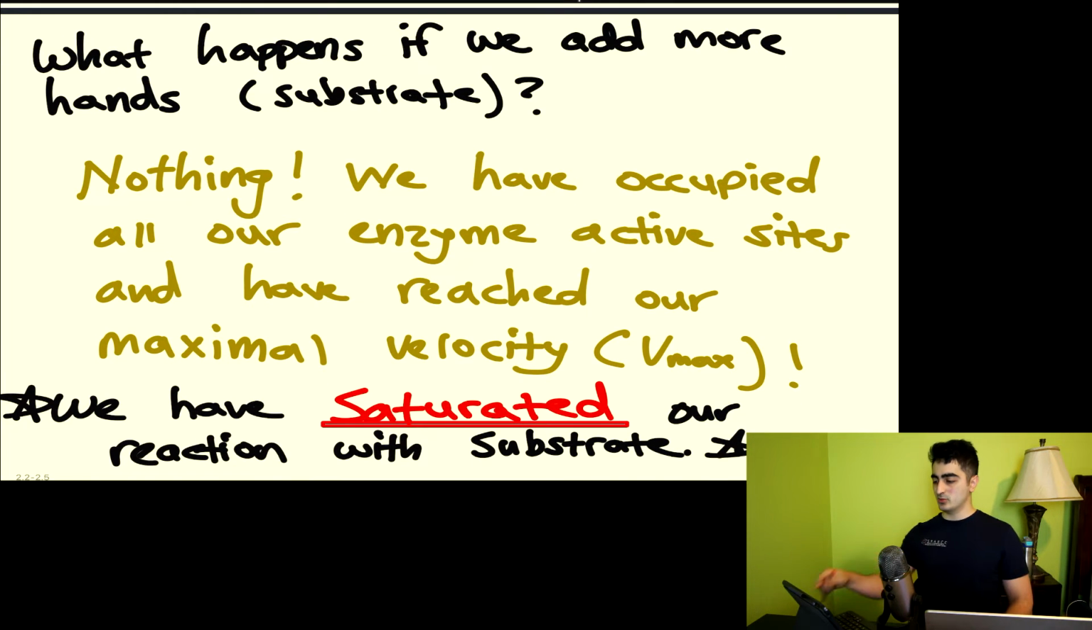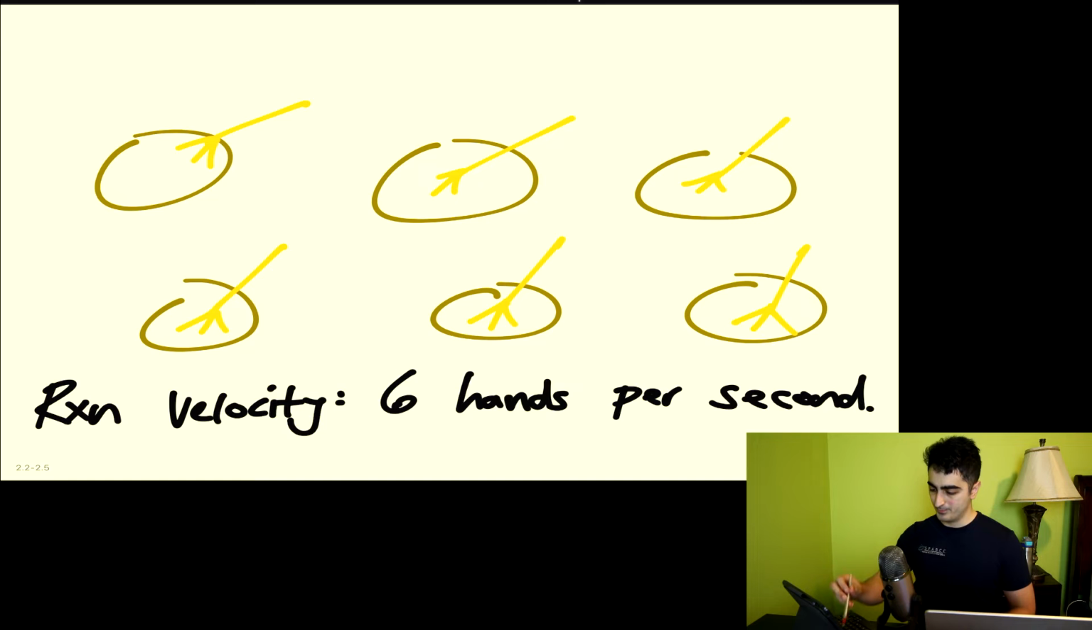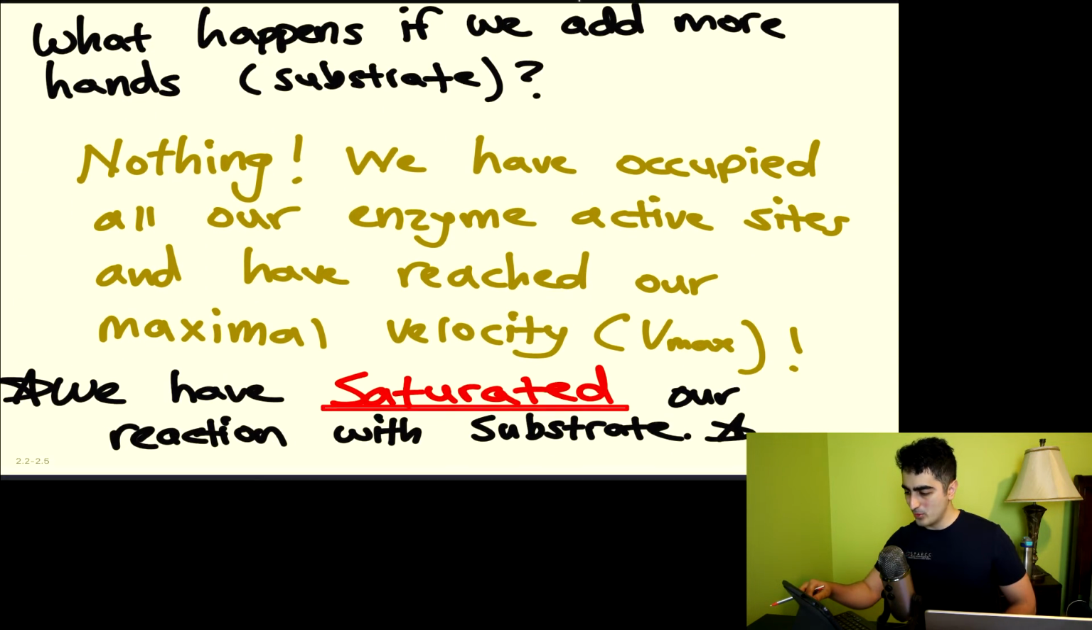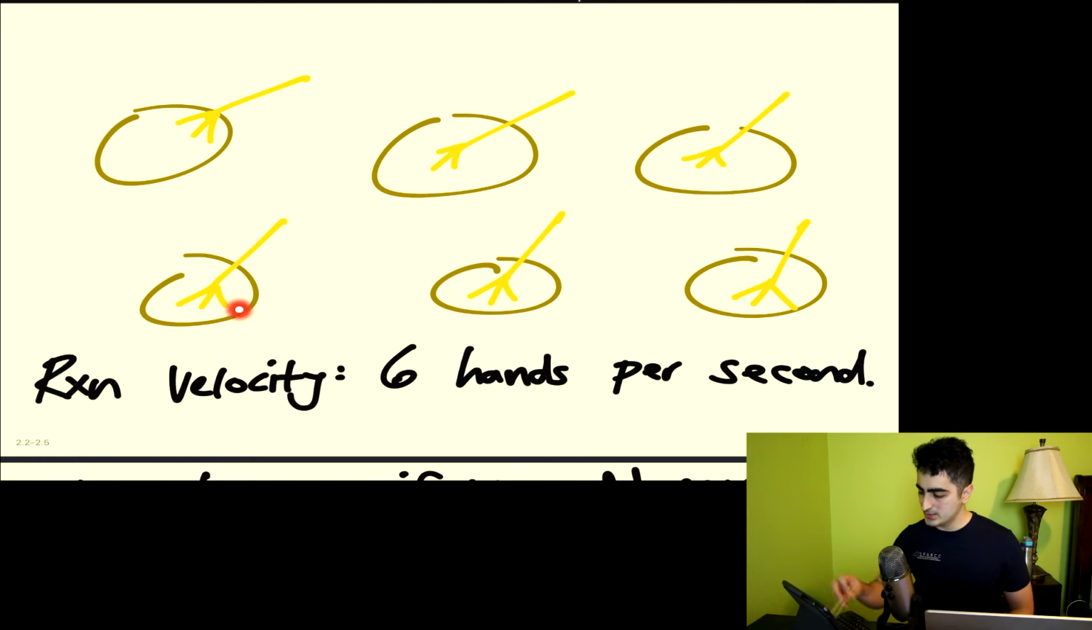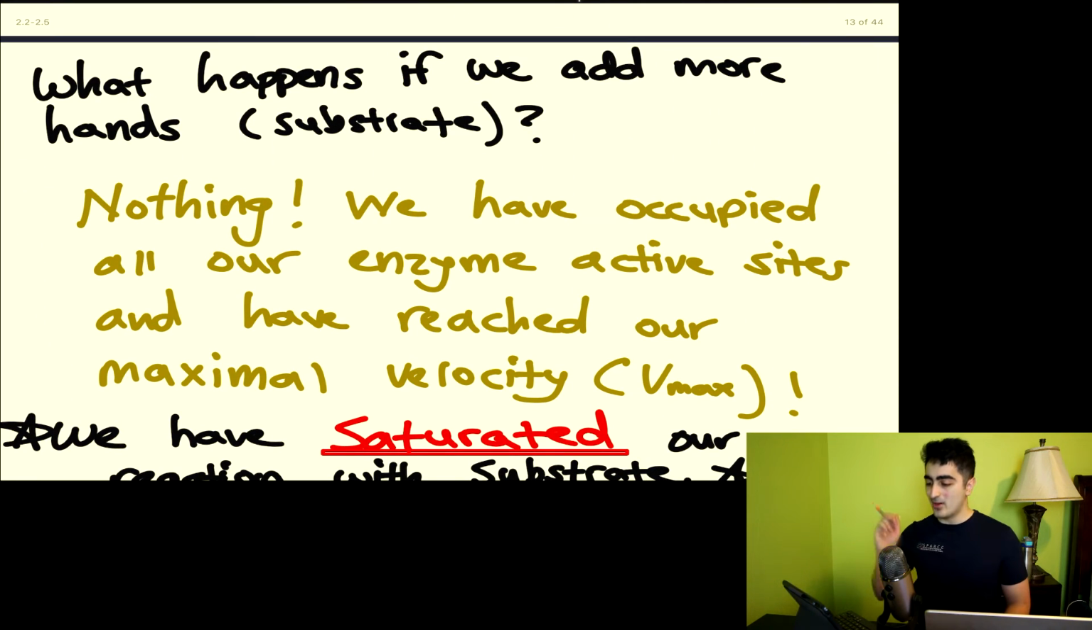But what happens? So we said that we reached maximal velocity up here, right? Maximum reaction velocity for our enzymatic reactions. What happens if we add more hands? What happens if we add more substrates here? Will that make a difference? Will that increase our velocity? No, it wouldn't, because we have occupied all of our enzyme active sites and have reached our maximal velocity, our Vmax. All of our enzymes are saturated. They're all taken up. We don't have any more. The only way we can increase our maximal velocity at this point is if we add more stress balls, if we add more enzymes to the reaction.